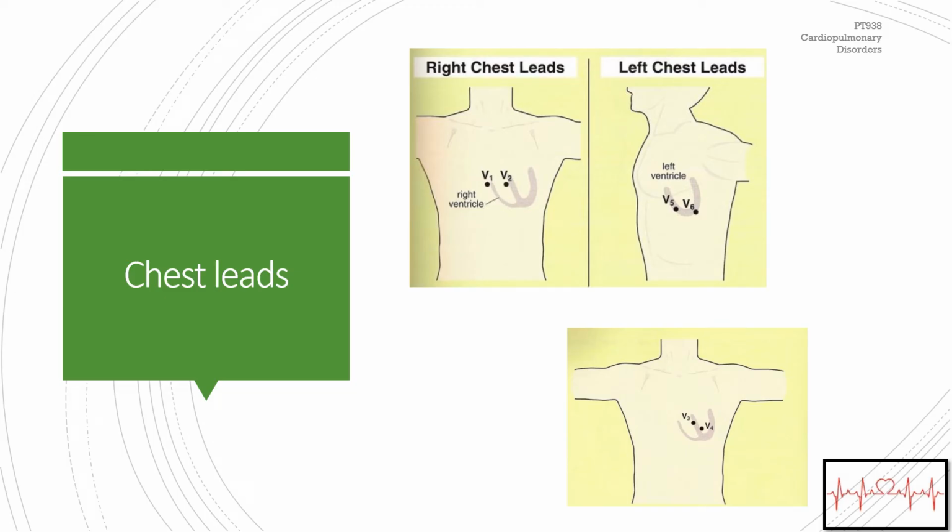Let's switch gears slightly here and talk about the chest leads, V1 through V6. These are each monitoring a different part of the ventricle. The right ventricle is viewed through V1 and V2 here. V3 and V4 are monitoring the septal area. And then V5 and V6 are monitoring the left ventricle. And remember, these are going horizontally across the front of the chest.